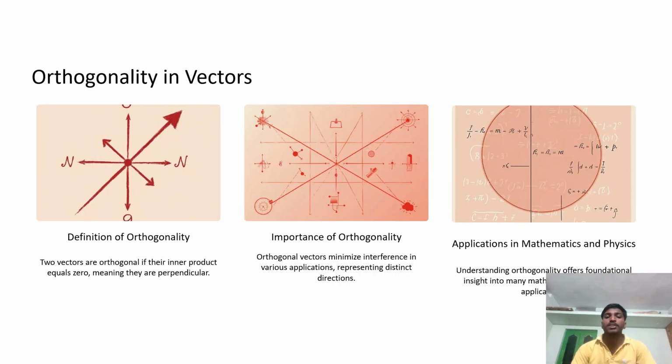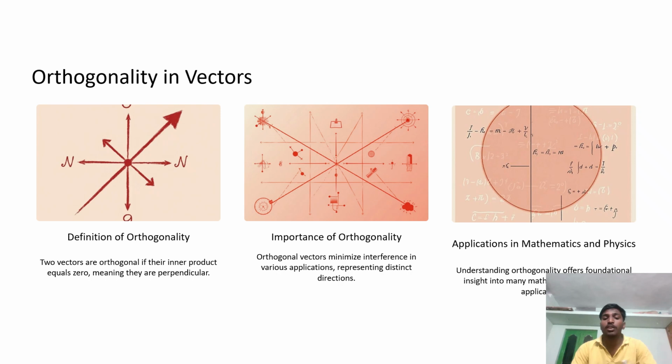Orthogonality in vectors. First one, definition of orthogonality. Second one, importance of orthogonality. Third one, application in mathematics and physics. Definition of orthogonality. Two vectors are orthogonal if their inner product equals 0, meaning they are perpendicular.